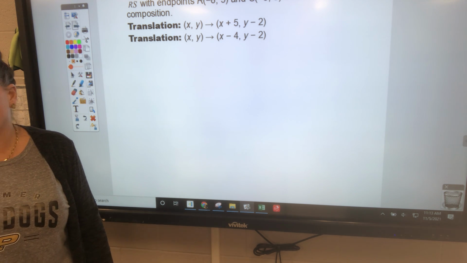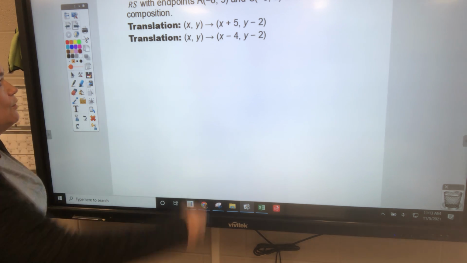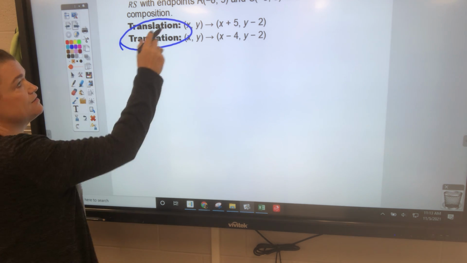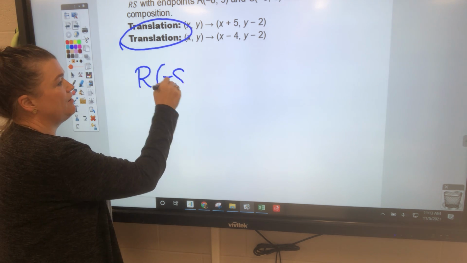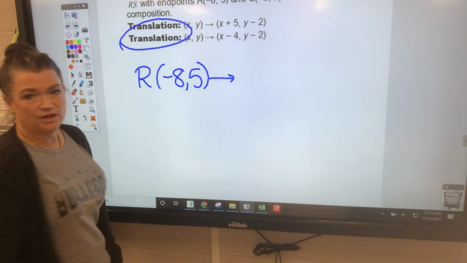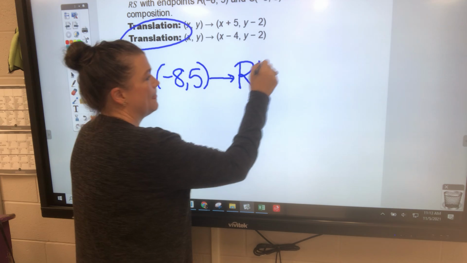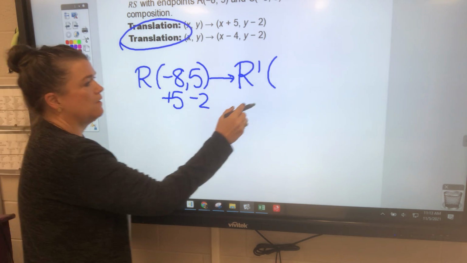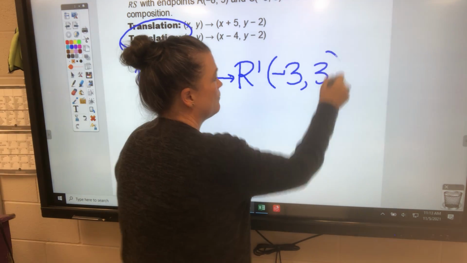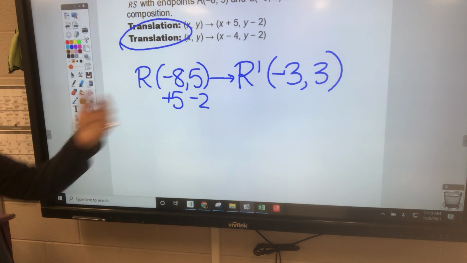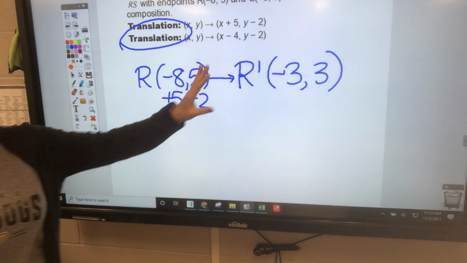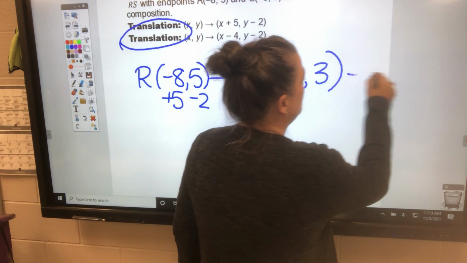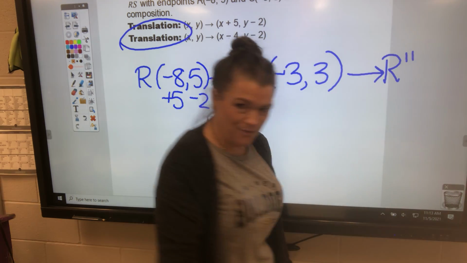What page is this on? So how do I do two or more translations? Okay, so let's start with R. R is at -8, 5, and when I translate it, it's going to give me R prime. So what would be after the first translation? -3, 3. Okay, so that's R prime because we did one translation. It's a composition, which means there's going to be more than one. So now I have to take that image, and it becomes the pre-image for something else. So is the other one like R double prime? R double prime, very good.